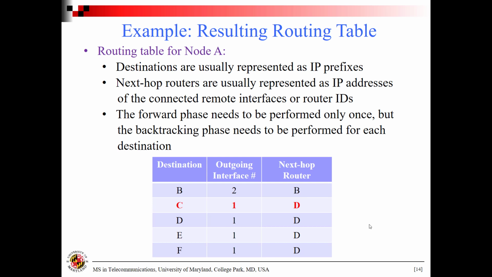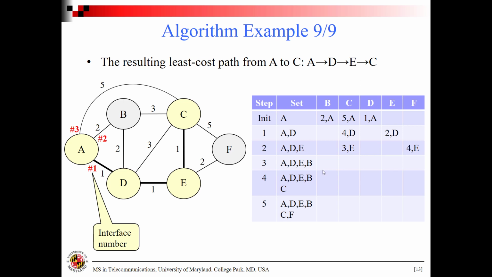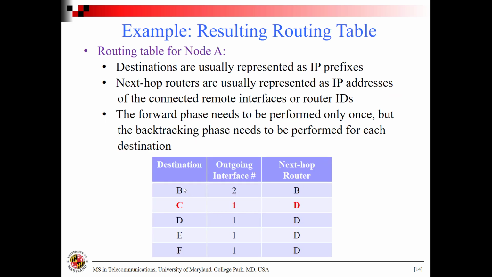Like I said, the forward phase you only have to calculate once, but for each destination you're going to have to do a separate backtracking operation. So once you have this table, you can do backtracking for each destination, your destination B, D, E, and F, and just fill out the table.